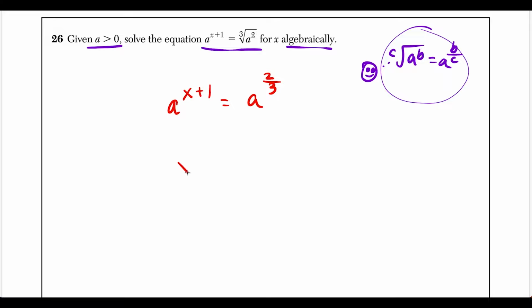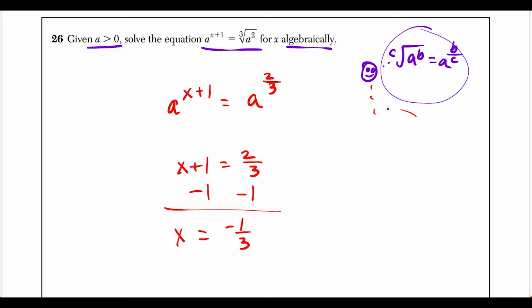So this allows us to say that x plus 1 is going to be equal to 2/3. And then to solve for x, just do minus 1 on both sides. And you're going to have x equals 2/3 minus 1 is negative 1/3. If you have to use a calculator there, it's fine.